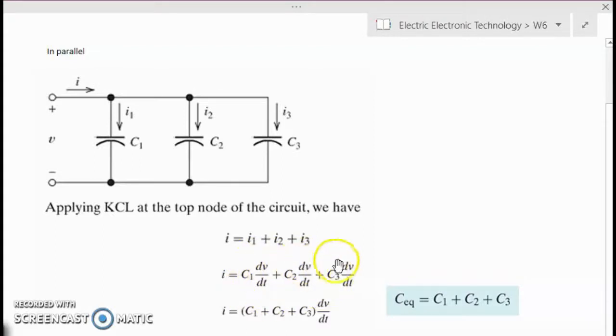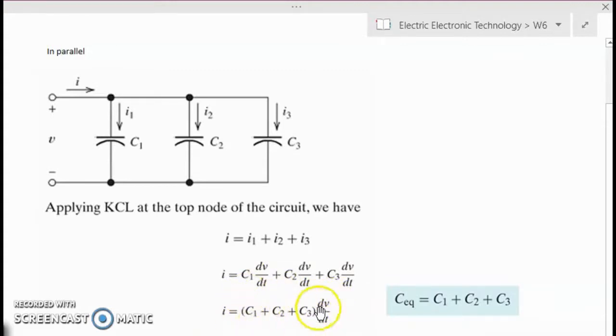But what about dV over dt? As we know, the circuit is in parallel, so the voltage across all the branches is equal. So dV over dt is the same across all branches. Now, it means that we can factorize dV over dt. We'll then have I equals (C1 plus C2 plus C3) dV over dt.